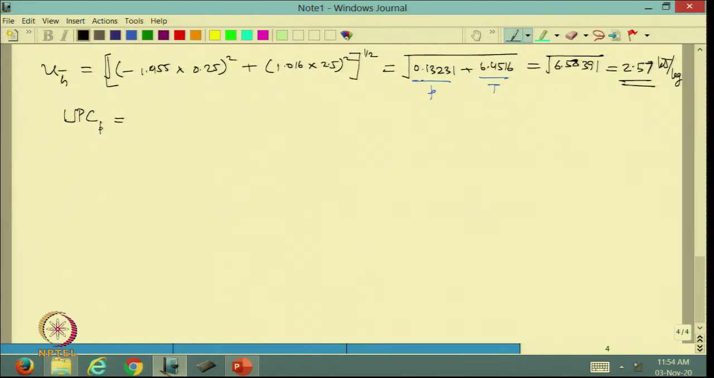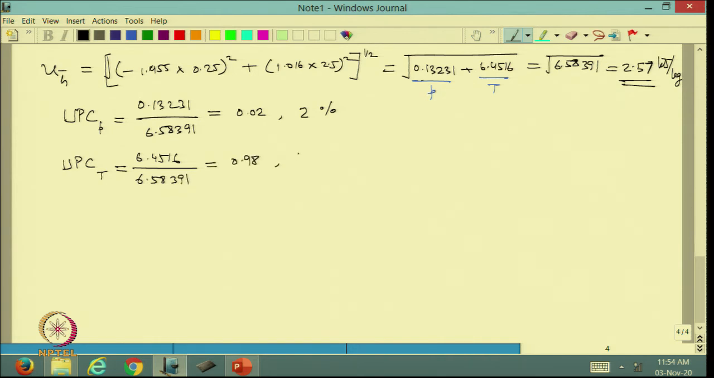So, UPC for pressure will be 0.13231 upon the total 6.58391. This is equal to 0.02 or 2%. We can do the same calculation, UPC for T. This will be the second value 6.4516 divided by the same denominator 6.58391, and this is equal to 0.98 or 98%.